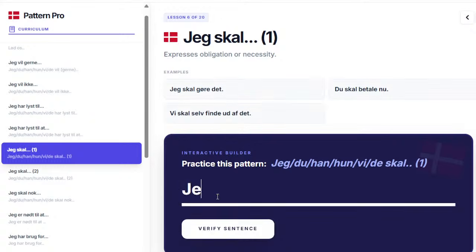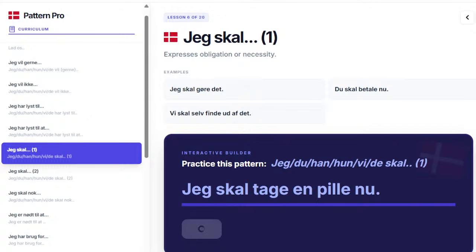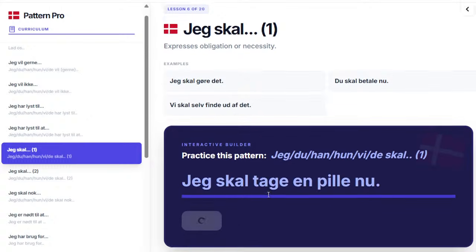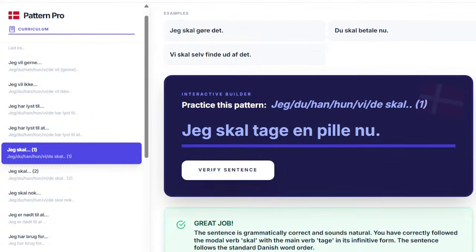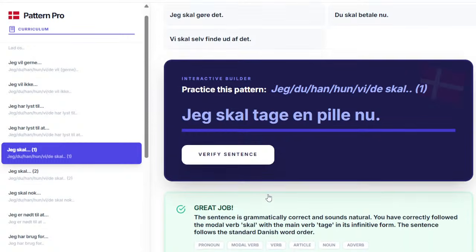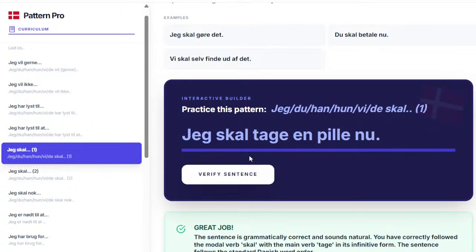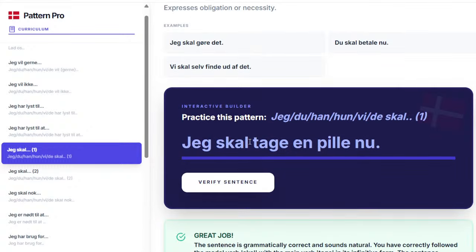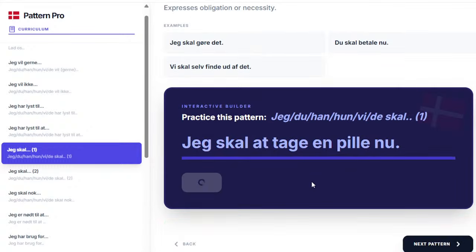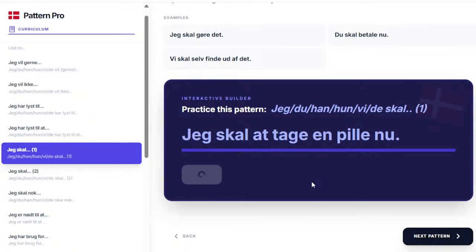Could be, jeg skal tage en pille nu, which of course means I have to take a pill now. Okay, yeah, that's correct. Oh yeah, maybe let me put this little thing on purpose, just in case.